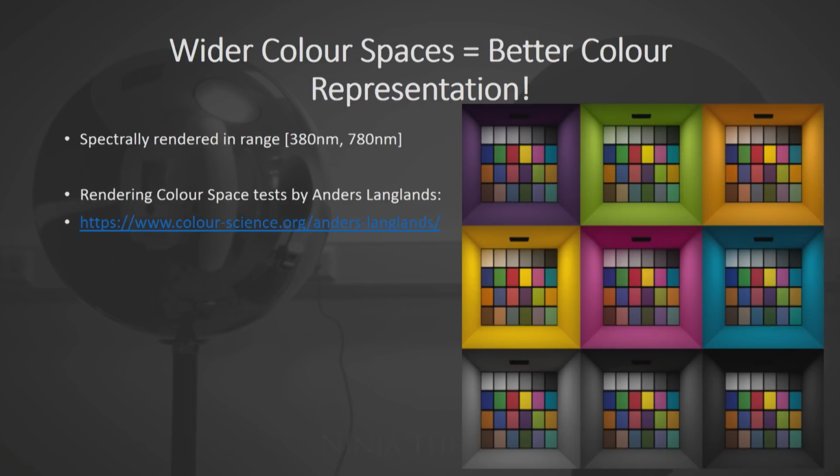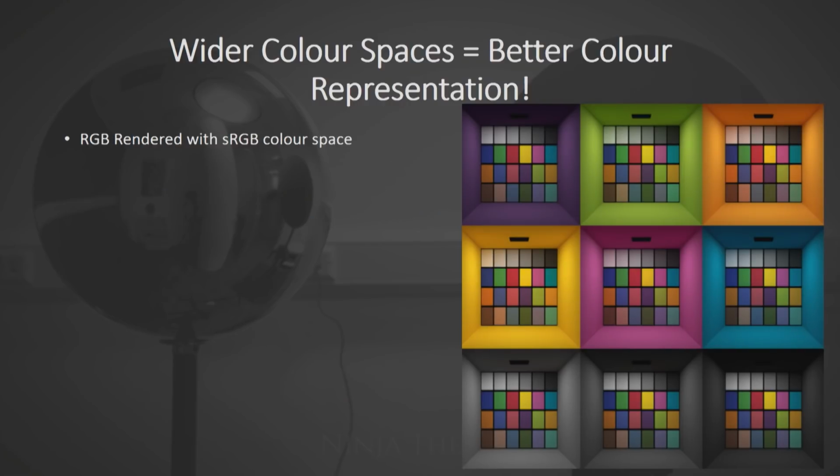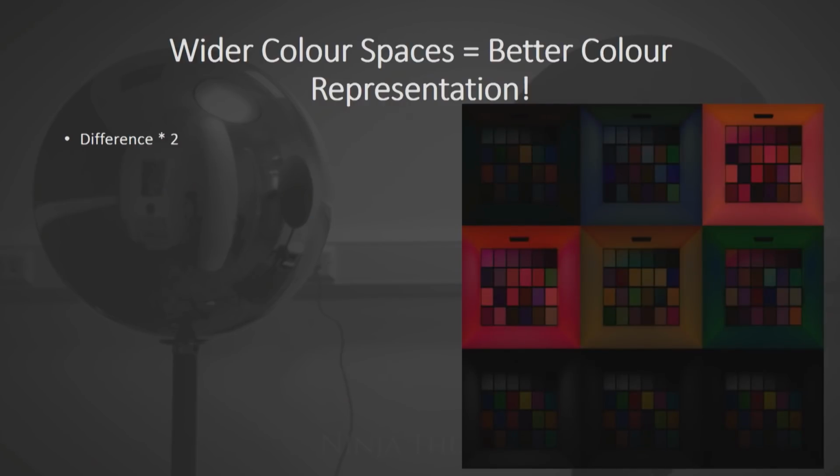To illustrate this a bit more, here's a test done by Anders Langlands. He's taken these boxes of Macbeth charts, lit them with a white light, and done it spectrally between 380 to 700 nanometers in wavelength, which again you can think of as the ground truth. And he's done the same thing in an sRGB color space. You can see it's very, very subtle, but there is some color difference going on there. And just to illustrate that a bit more, I've done a difference operation, multiplied by 2. It's not huge, but when we get into this level of photorealism and really wanting accurate color representation, this stuff does start becoming really important.